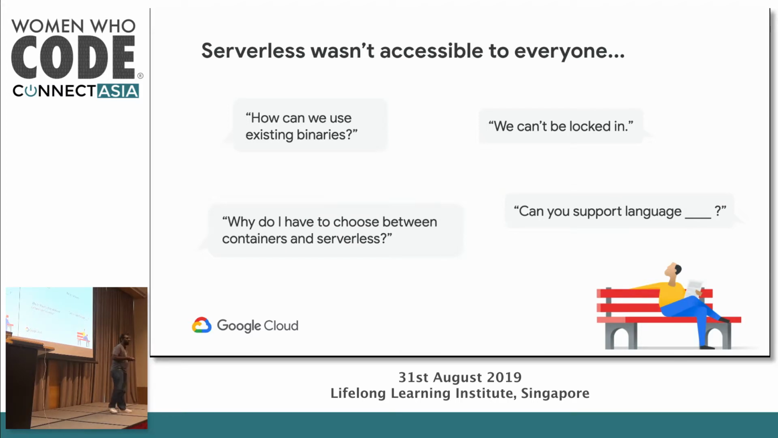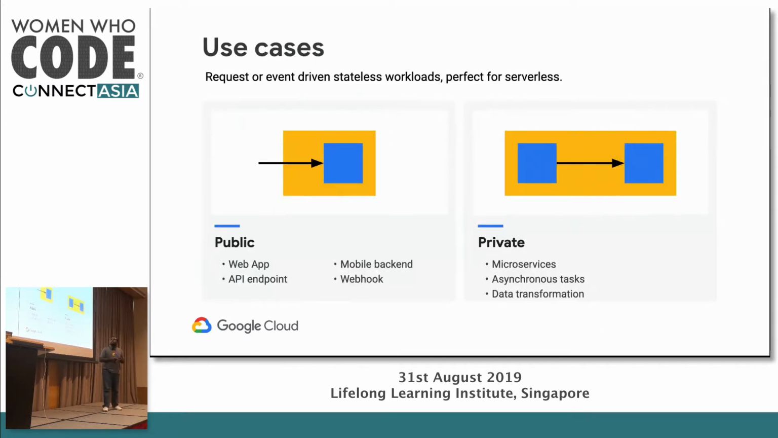Okay? So what sort of use cases would we use serverless for? If your application is publicly accessible, then you could use it for a web app. You could use it as some sort of mobile backend, an API backend, some webhook or something like that. And if it's an internal system, then it could be a microservice, it could be an asynchronous task, and what have you. Right?